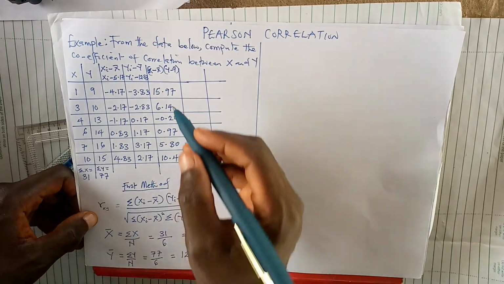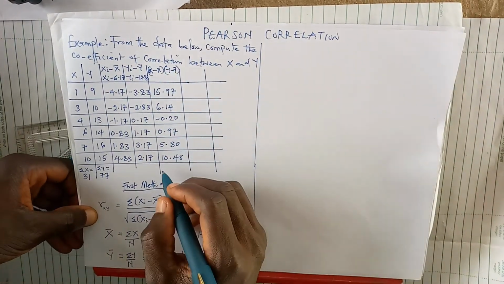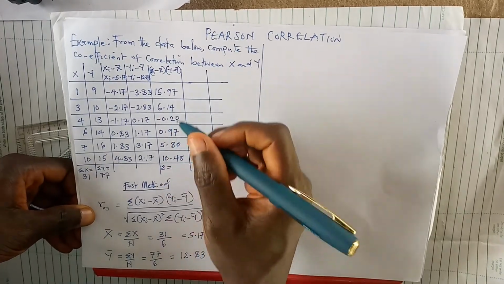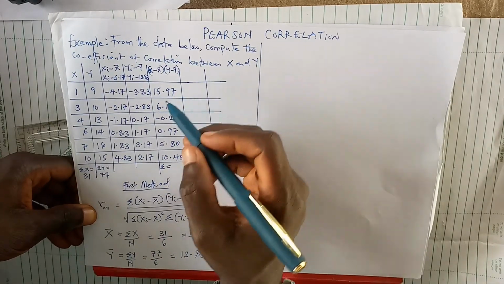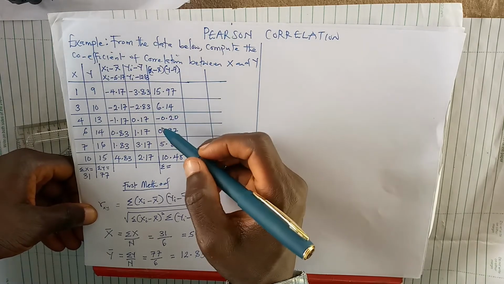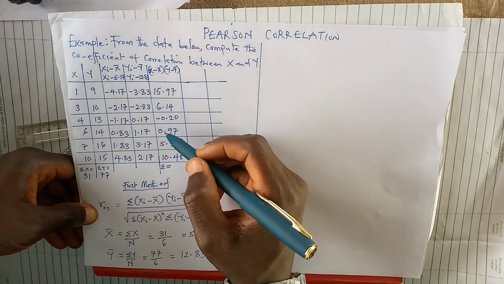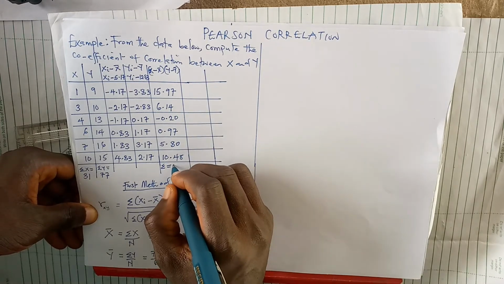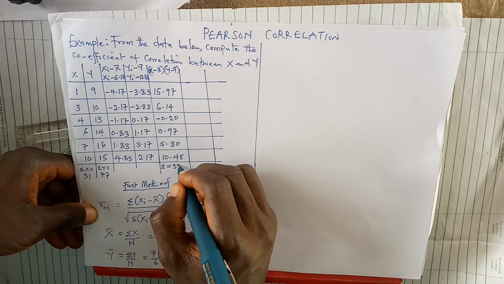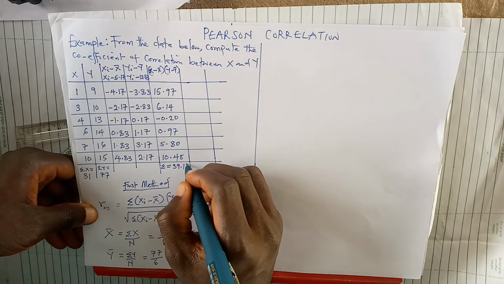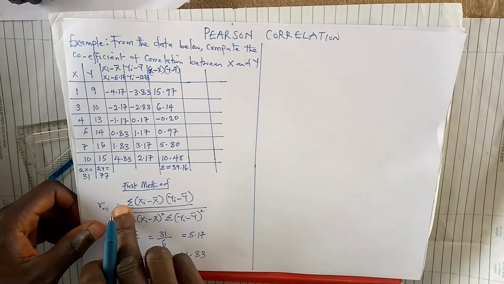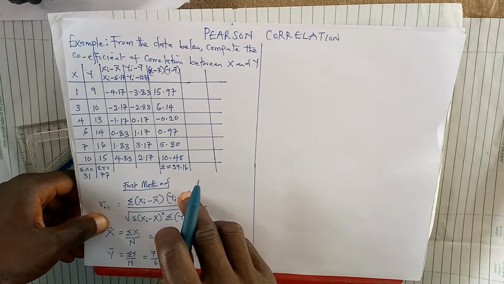Now we need the summation. That is, adding all this up, what are you going to have? The summation of the entire values here, that is 15.97 plus 6.14 plus minus 0.20 plus 0.97, and so on. What we have is 39.16. So this column here has already satisfied our numerator.